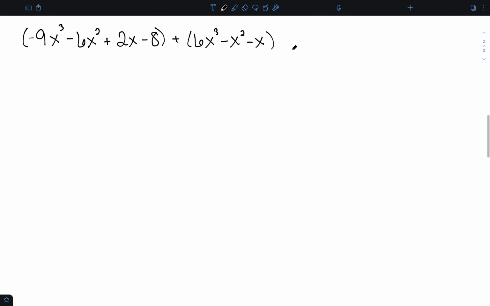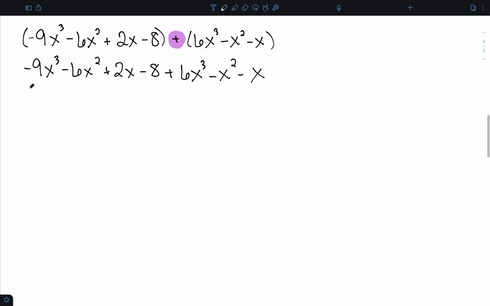So let's use this idea on a problem. In this case, I'm adding these two polynomials, and when I'm adding, I can completely ignore my parentheses. So I can rewrite this as negative 9x cubed minus 6x squared plus 2x minus 8 plus 6x cubed minus x squared minus x.